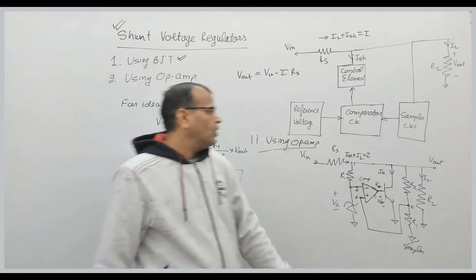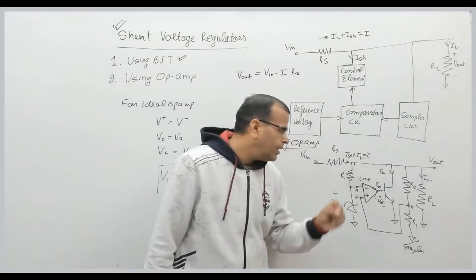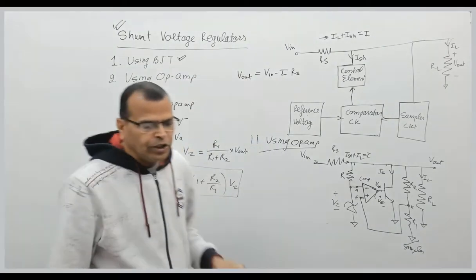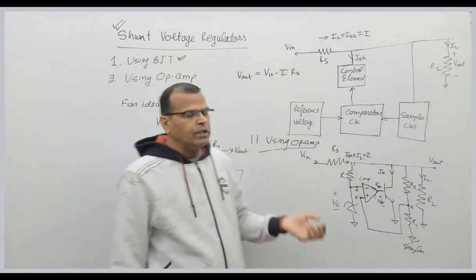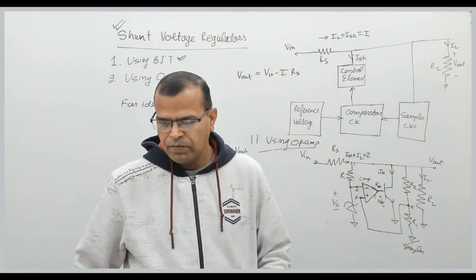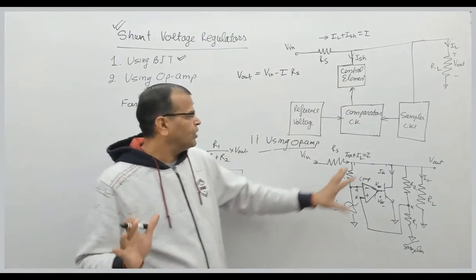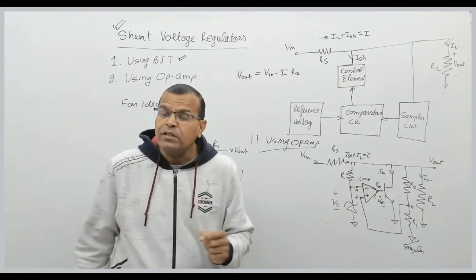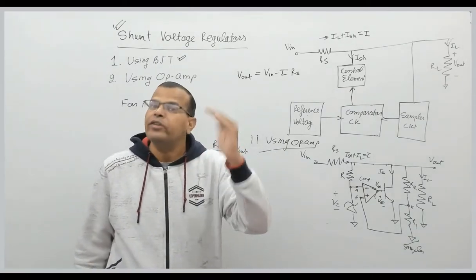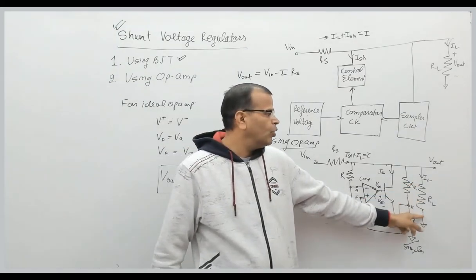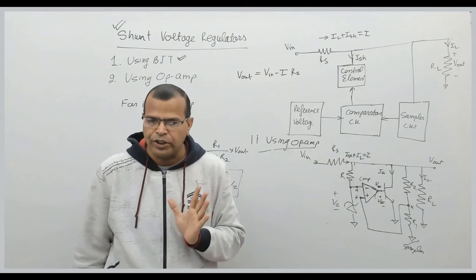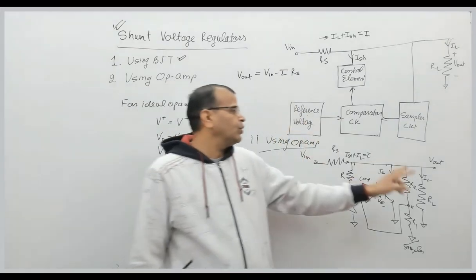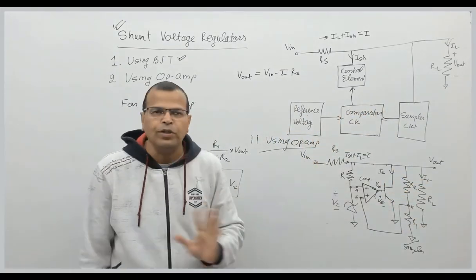Fine. Now let us see the operation of this op-amp based shunt voltage regulator. Here we will be taking two cases. One is a decrease in output voltage, either due to a decrease in load resistance or due to a decrease in input voltage, right? Second, an increase in output voltage, either due to an increase in load resistance or due to an increase in input voltage, right?